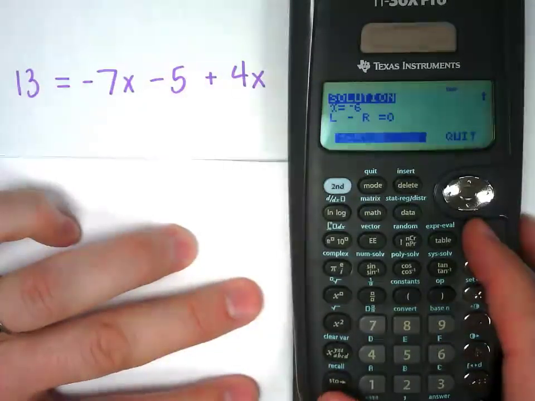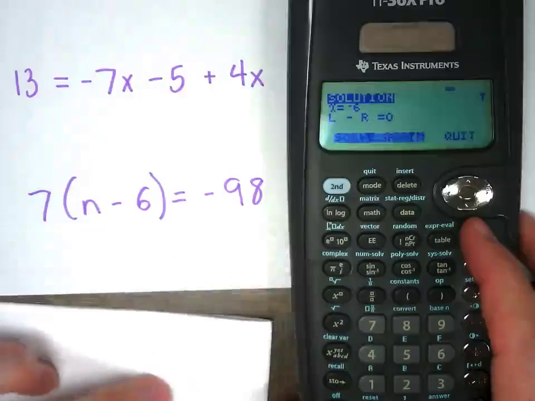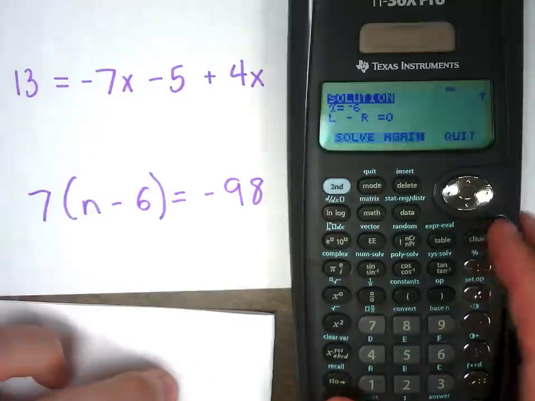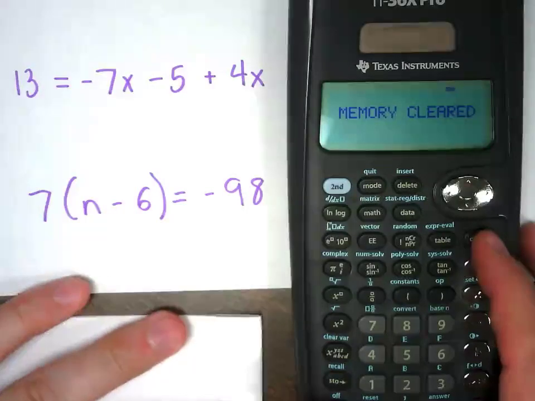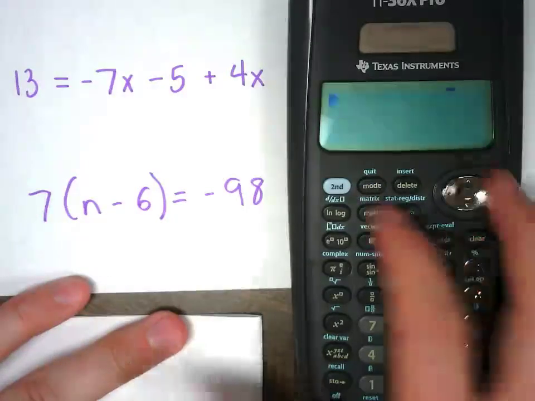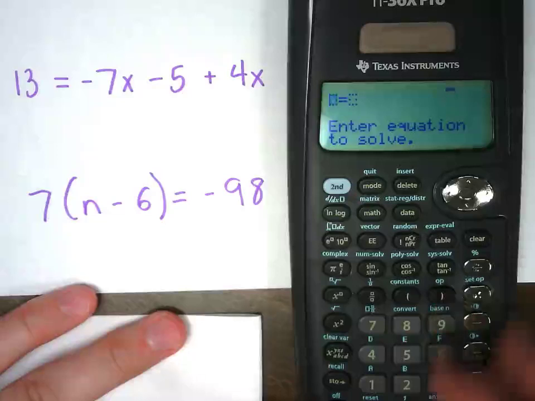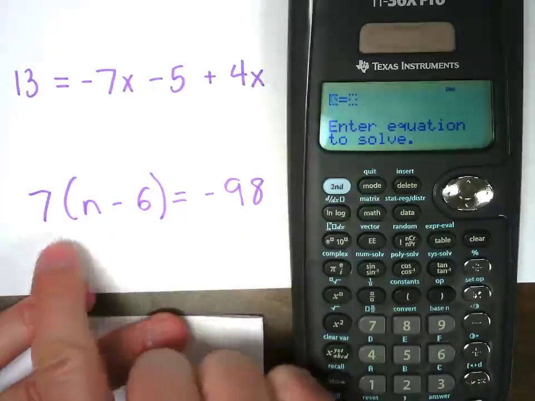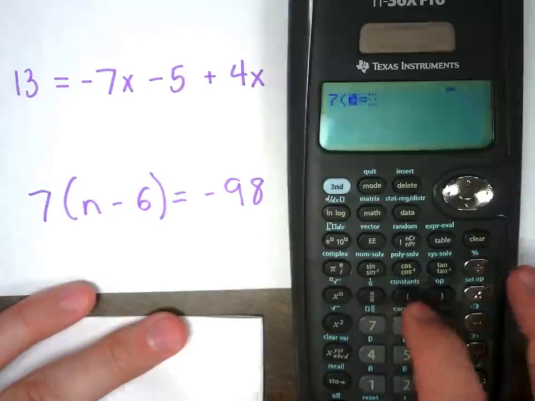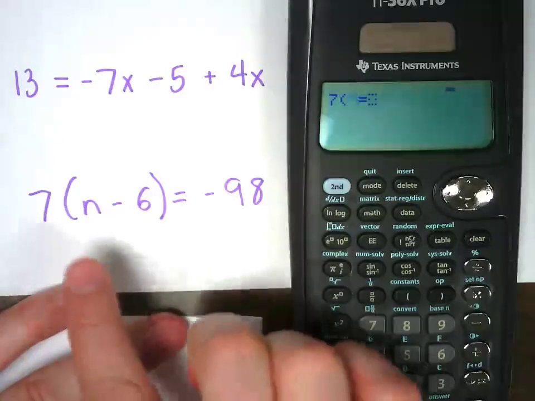I'm going to show you another example of this. I'm going to press clear and on at the same time, so I can do memory clear. Press clear, I'm going to press second, numsolve. Again, here I've got two sides of the equation. I've got 7 parentheses, and notice here it says n.